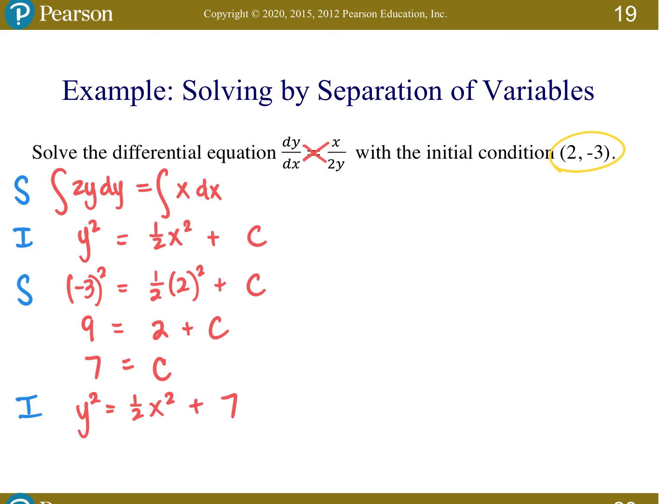Okay, square root, just like absolute values, are always plus minus. So y is the plus minus, and you only get one square root. Okay, you don't do a separate square root around the half squared and a separate square root around the 7. It's one square root of 1/2 x squared plus 7. Okay, that's the I part.